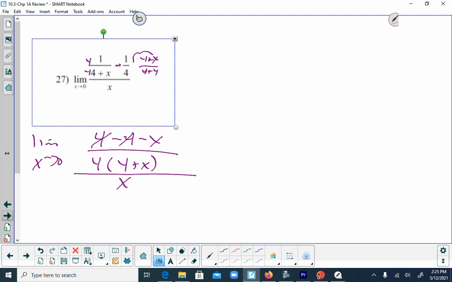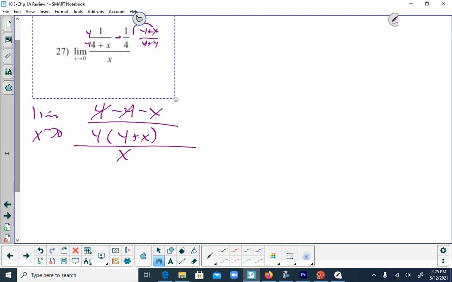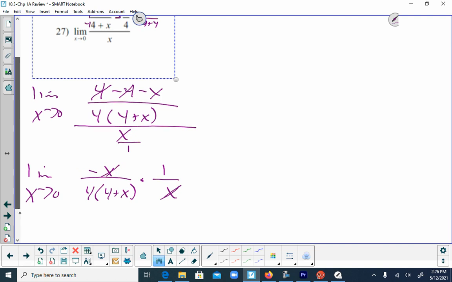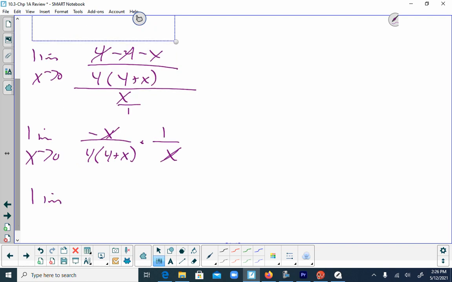Here the 4's will equal 0. So I'm left with negative x over 4 times 4 plus x. And now I'm going to multiply by the reciprocal of this, which is 1 over x. Now the x's will simplify. And now that I've gotten rid of that x factor in my denominator, it's okay for me to substitute 0 in. So I'm going to have negative 1 over 4 times 4 plus 0, and I'm going to get negative 1/16.